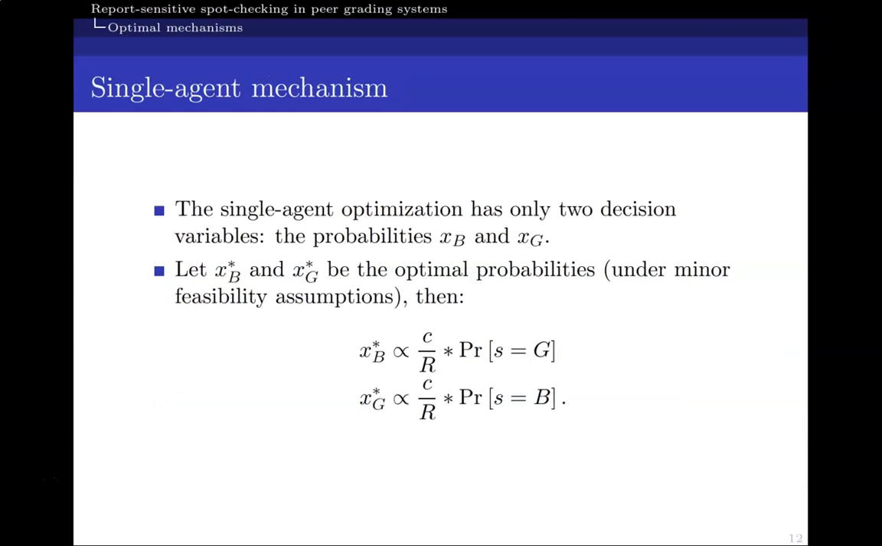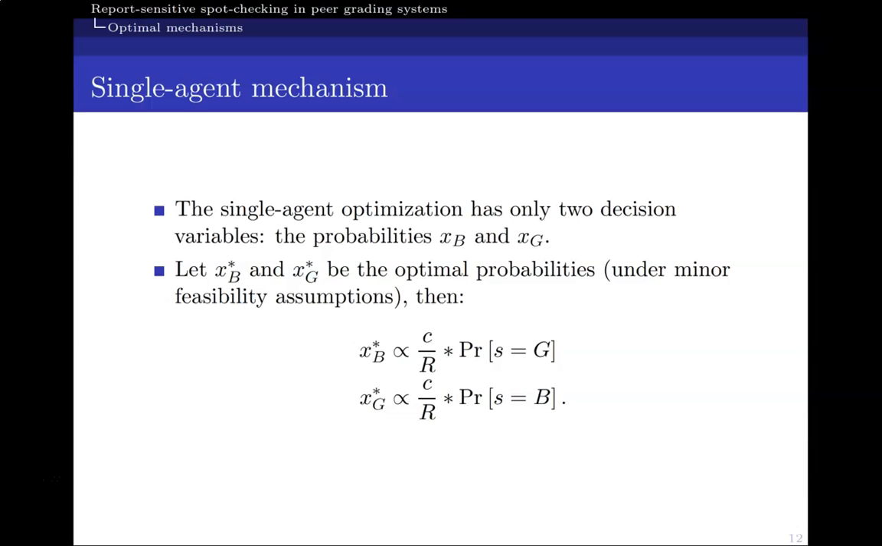To make things more simple, now let's think about a single agent mechanism in which there is only one grader and one TA. Now, because there is only one grader, we have only two decision variables, which is the probability of spot checking if the grader reports bad or B, and the probability of spot checking if the grader reports good or G. Now here, because there are only two decision variables, solving this optimization problem to find the optimal values is easy.